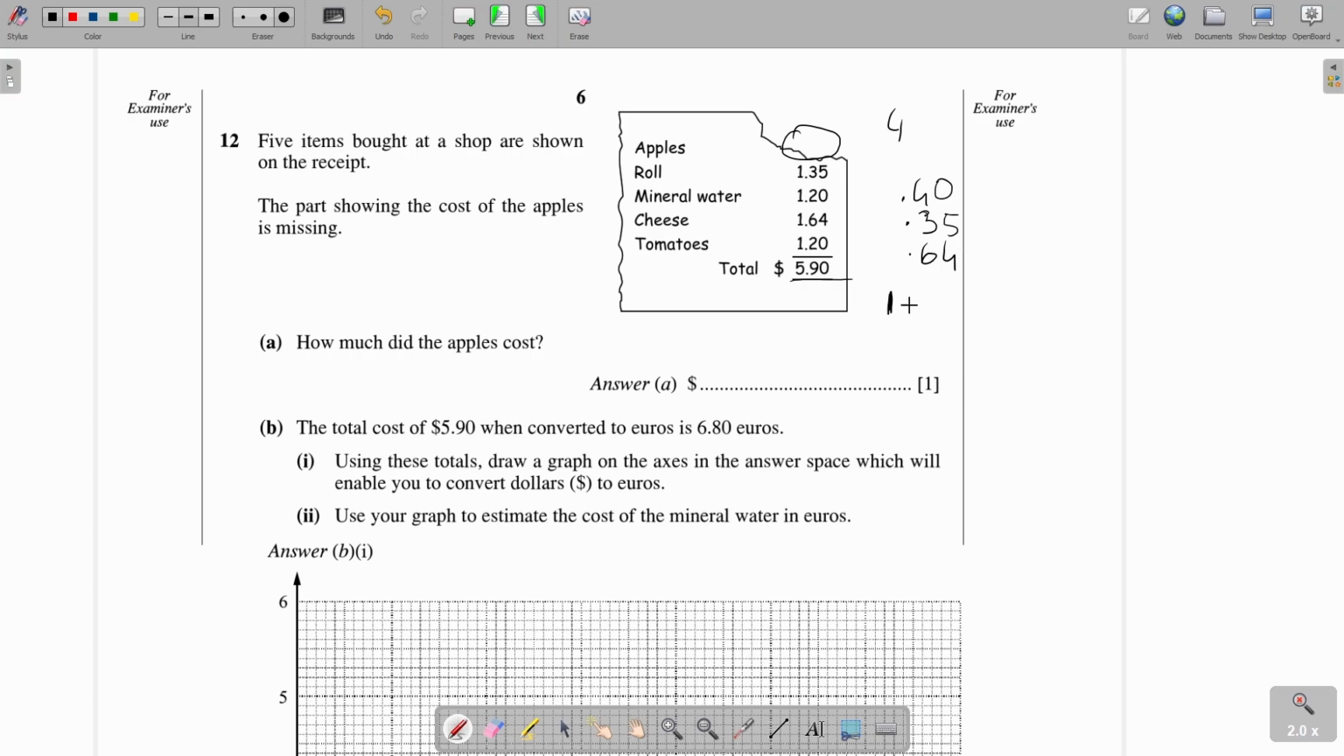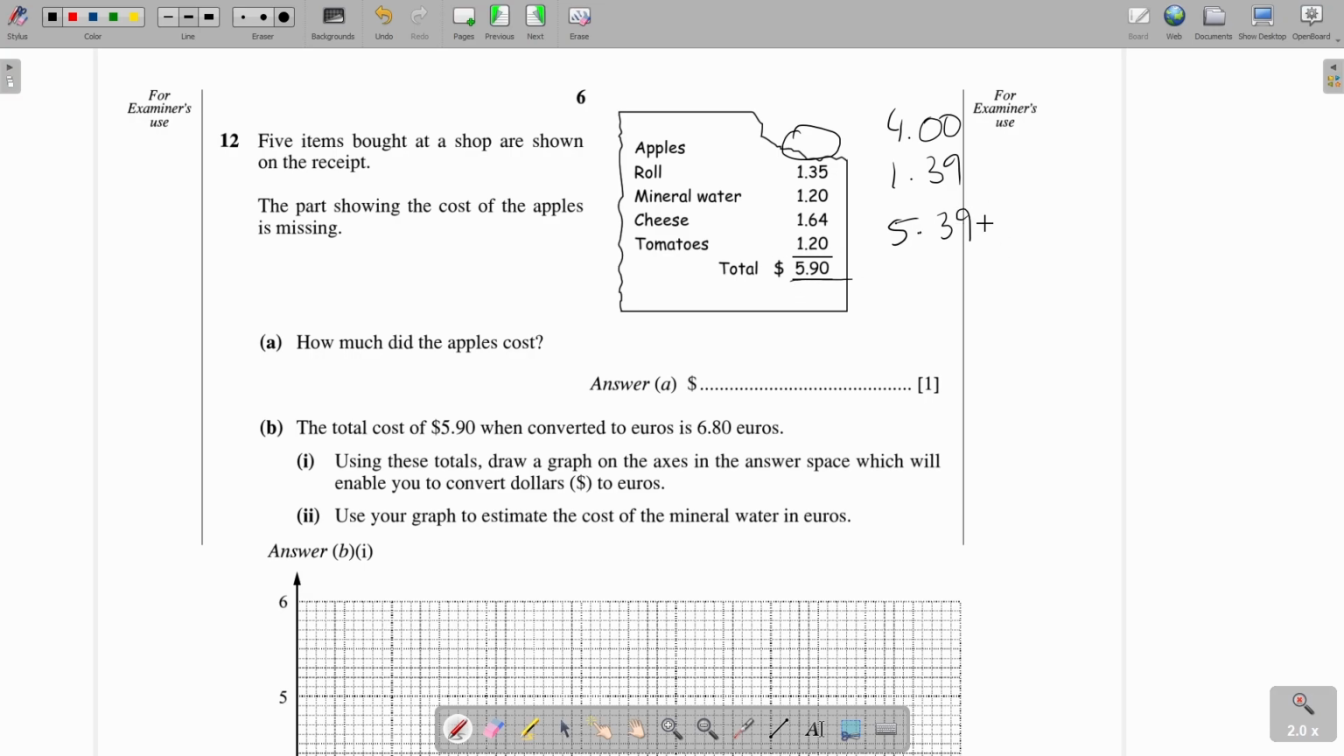I'll just add these two, and so I know that when I add these two I get 1.04, right? And then I can just add 0.35 to that, so I'll get 1.39. That is what all of these are. So 4.00 plus 1.39 gives me 5.39. And then I just need to subtract that from 5.90.